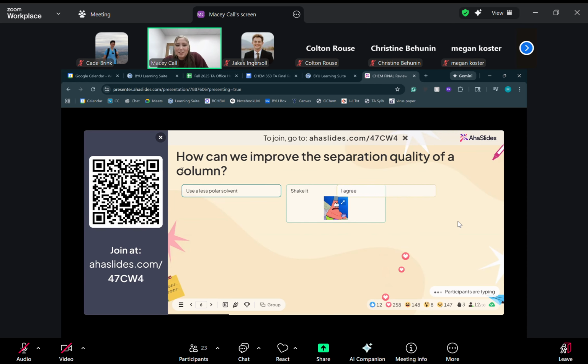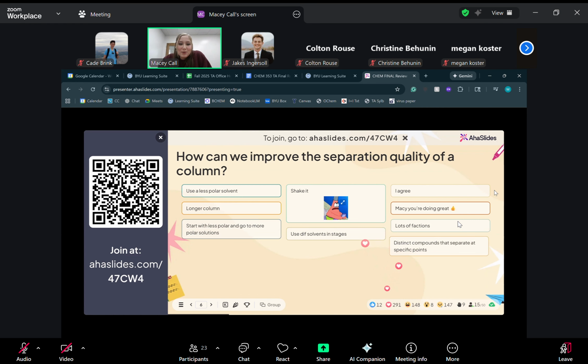Okay, everyone get in. Oh, I like the Patrick meme. I didn't know you could add those. How can we improve the separation quality of a column? What do you guys think? Oh, wait a second, so you guys can type. A longer column. I like it. Thanks, guys. Start with less polar, go to more polar, different solvents in different stages, distinct compounds.